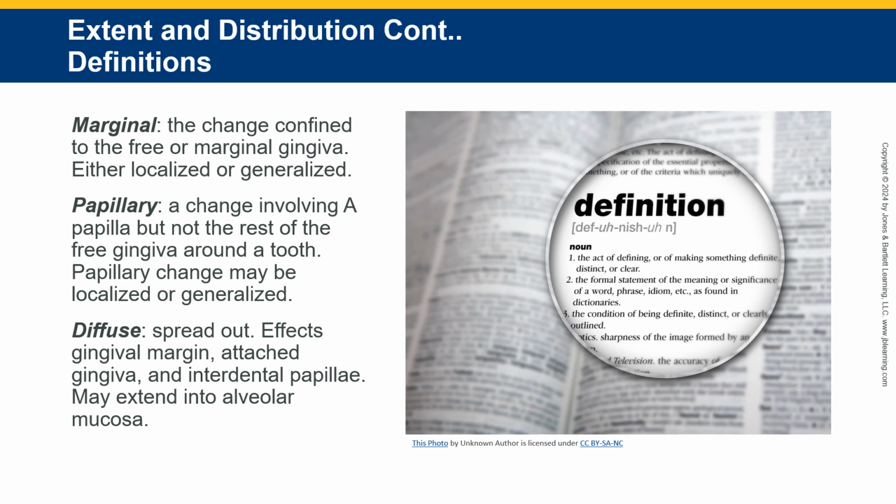These terms may also be used when describing the extent and distribution of gingival inflammation. That includes marginal, papillary, and diffuse. Marginal means the change is confined to the free or marginal gingiva. It could be localized or generalized. Papillary is a change involving a papilla, but not the rest of the free gingiva around a tooth, and that change may be localized or generalized. Then you have diffuse, or spread out, and it affects the gingival margin, the attached gingiva, and the interdental papilla, and it may extend into the alveolar mucosa.